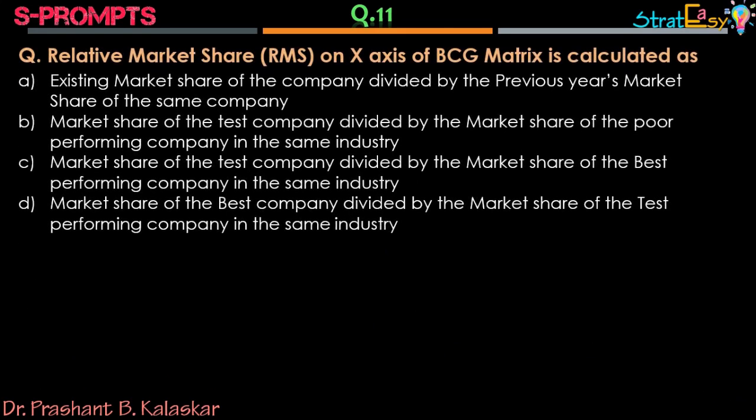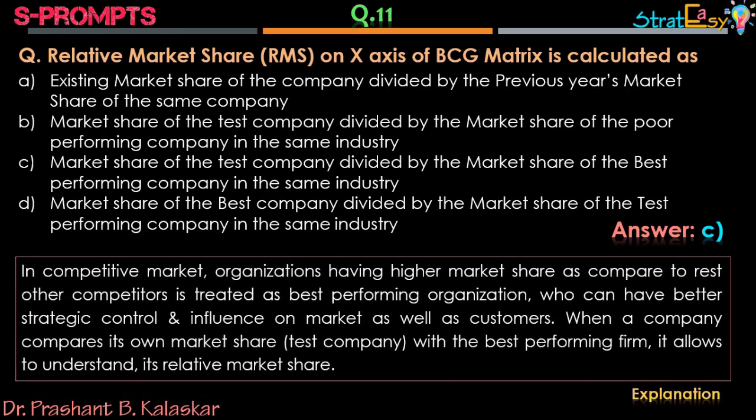Question number 11. Relative market share, that is RMS, on the x-axis of the BCG matrix is calculated as, and the right answer is option C. In a competitive market, organizations having a higher market share as compared to the rest of the competitors are treated as the best performing organizations, who can have better strategic control and influence on the market as well as on the customers.